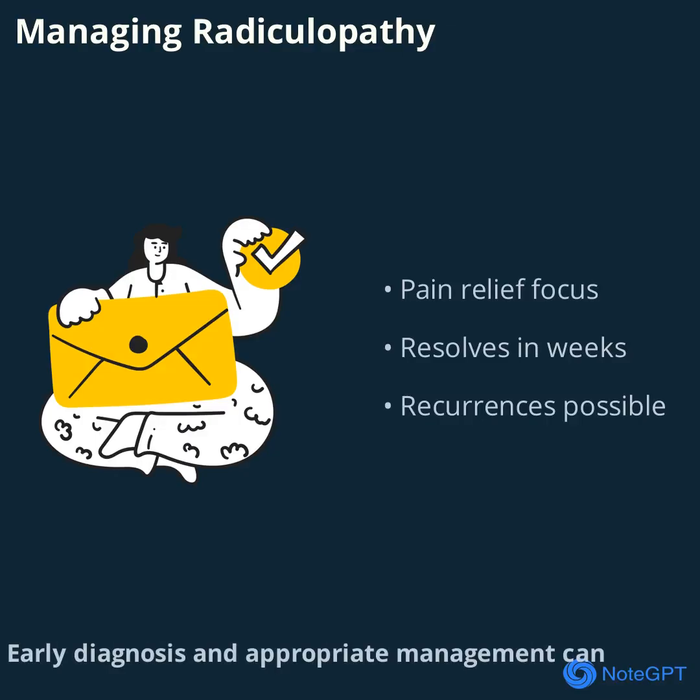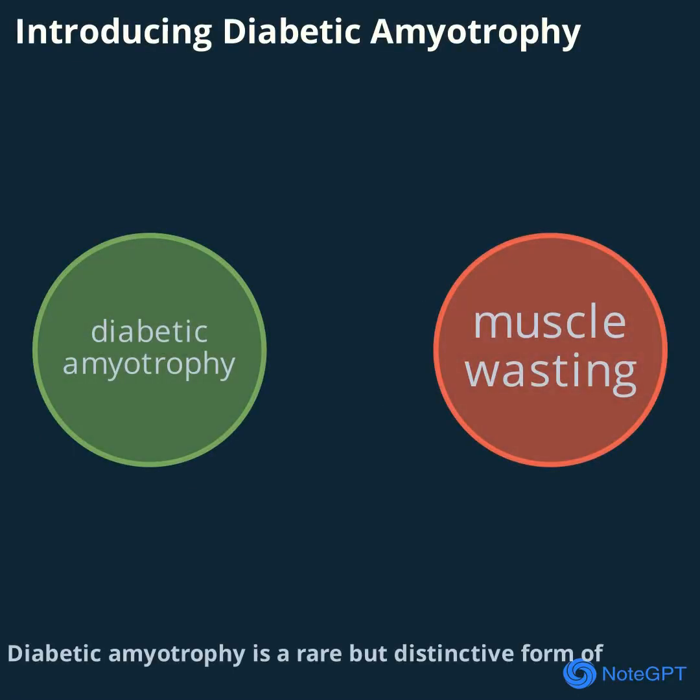Early diagnosis and appropriate management can prevent unnecessary worry and medical expenses. Diabetic amyotrophy is a rare but distinctive form of diabetic neuropathy affecting the upper and lower lumbar plexi. It is also known as Bruns-Garland syndrome, proximal diabetic neuropathy, or femoral sciatic neuropathy. This condition typically presents with severe pain, muscle weakness, and wasting in the upper thigh, often accompanied by significant weight loss. Unlike other neuropathies, diabetic amyotrophy can be very disabling and requires intensive rehabilitation for recovery.